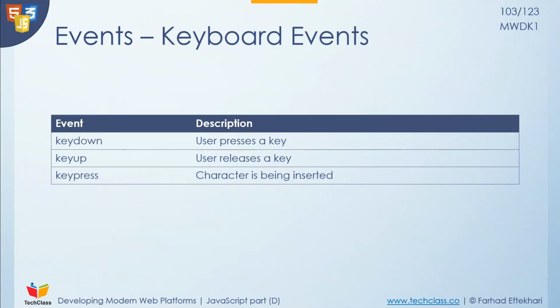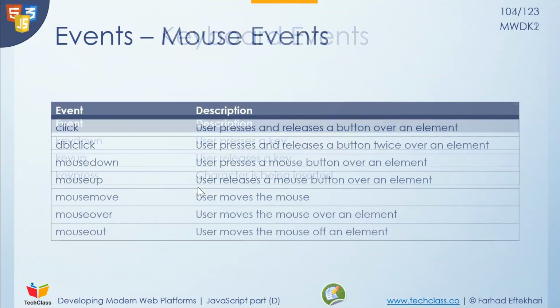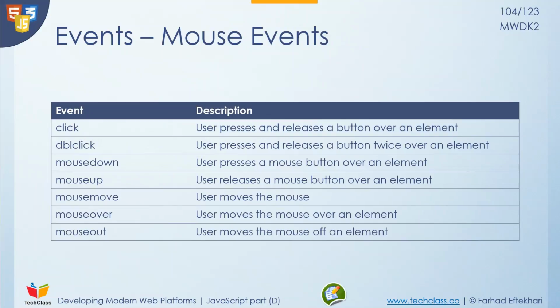And we have also keyboard events. Keydown, the user presses a key. Keyup, the user releases a key. Keypress, a character is being inserted. And then we have mouse events, which are click, double click, mouse down, mouse up, mouse move, mouse over, and mouse out. Mouse out is when the mouse is going off of an element. And mouse over is actually the other one. When you define a mouse over on an HTML element as an event, and then the user tries to mouse over that element, then this event can be triggered.